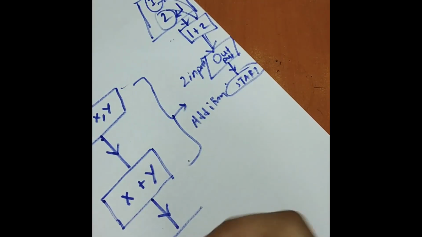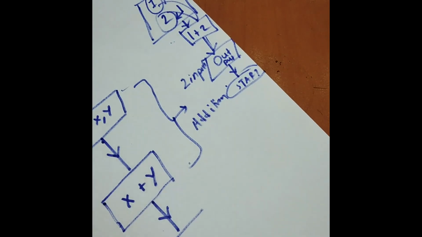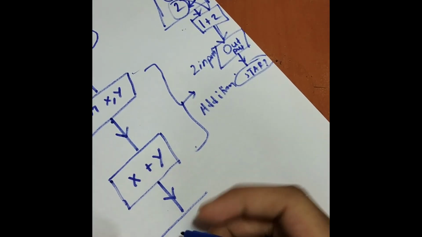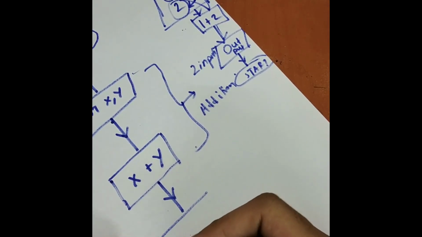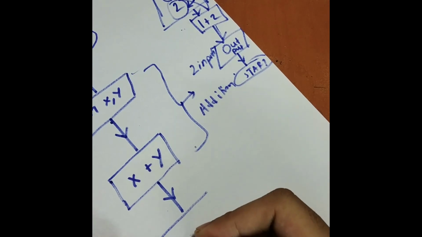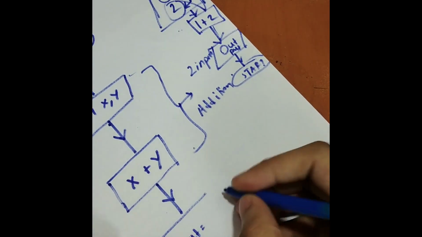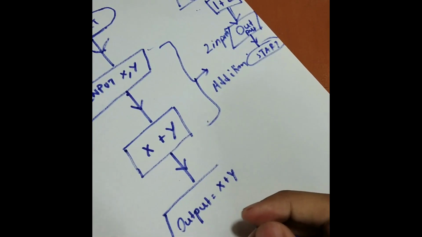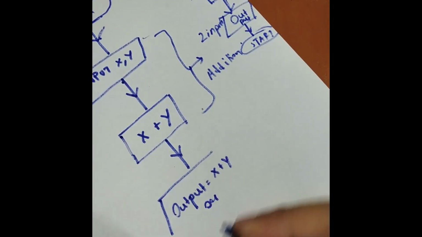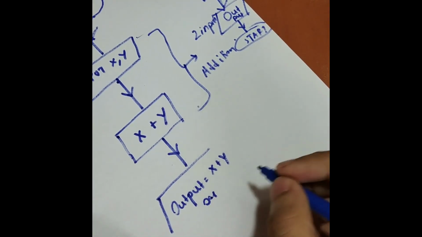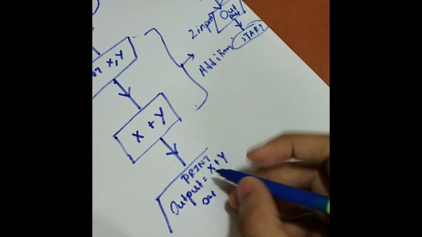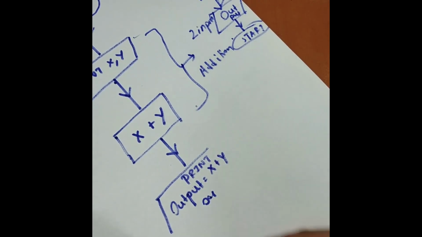Now two things can be done, right? We can write the output box as output equals x plus y, or what we can do, we have to obviously write print output equals x and y, x plus y.